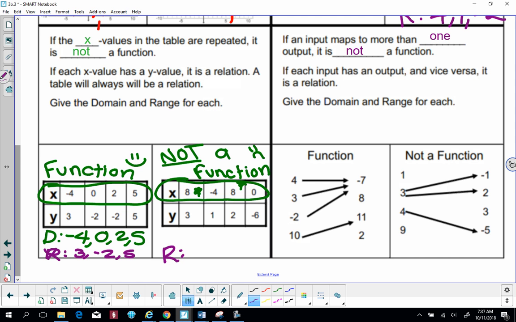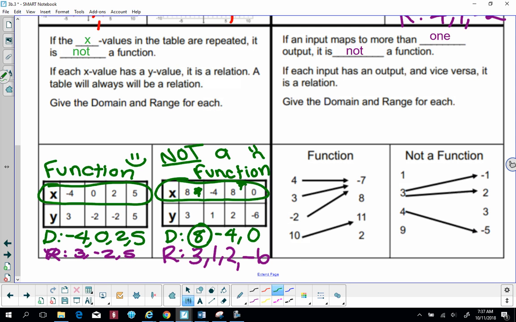And so right here, you can see the range is 3, 1, 2, and -6. And the domain is 8, -4, and 0. And you can see that 8 repeats. Does that make sense? Yes, ma'am.